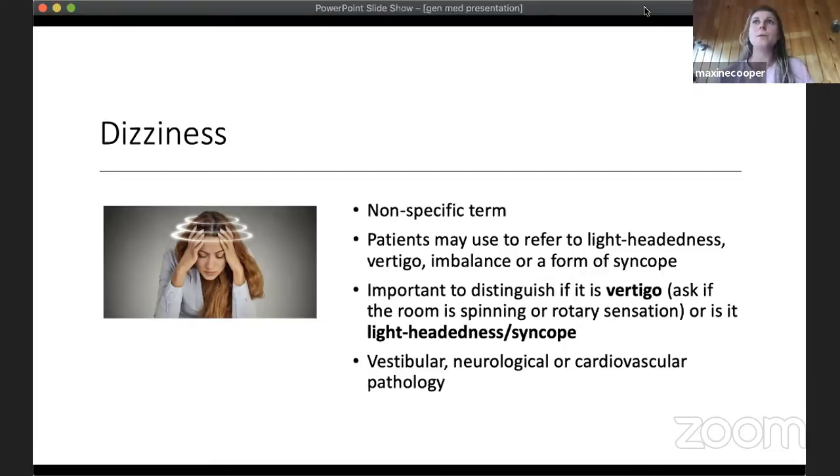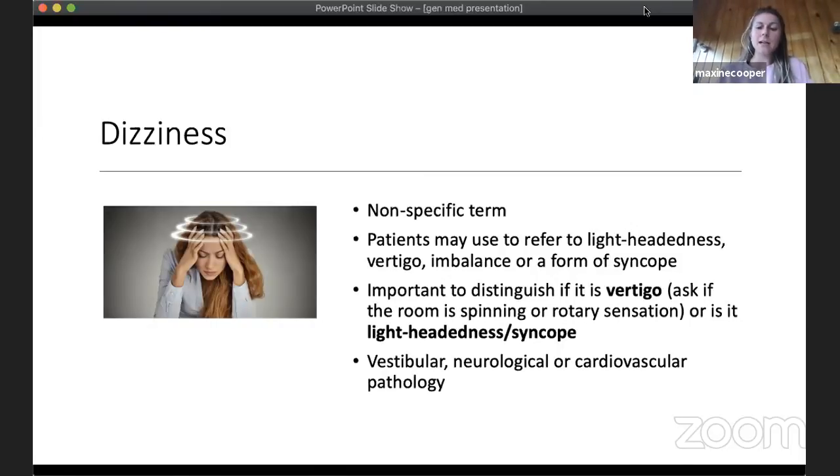So in terms of taking a history and exam, it's really important that you really know what you're asking about and can really work out what the patient is actually trying to tell you. So they might use it to refer to something like lightheadedness, or they might use it to describe vertigo, so when the room's spinning, or just imbalance or syncope.